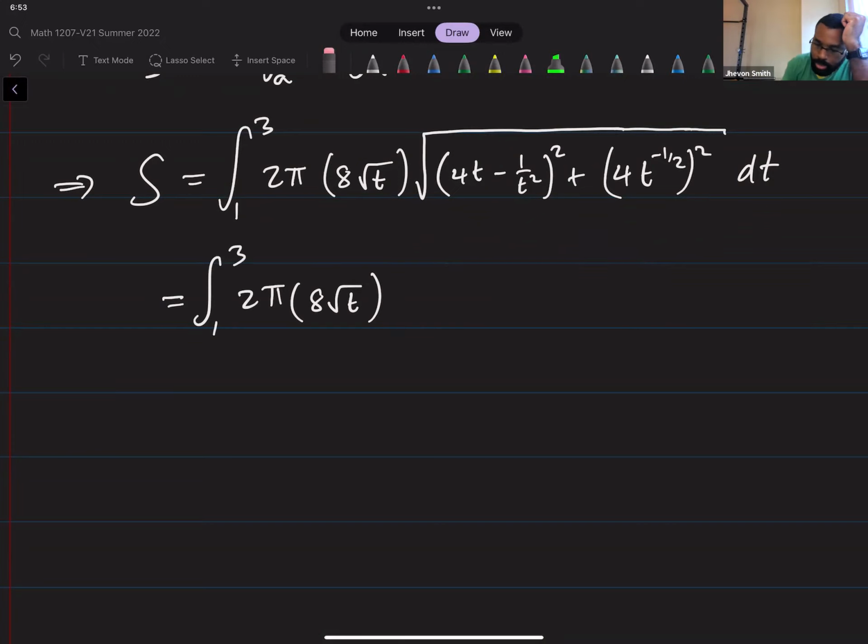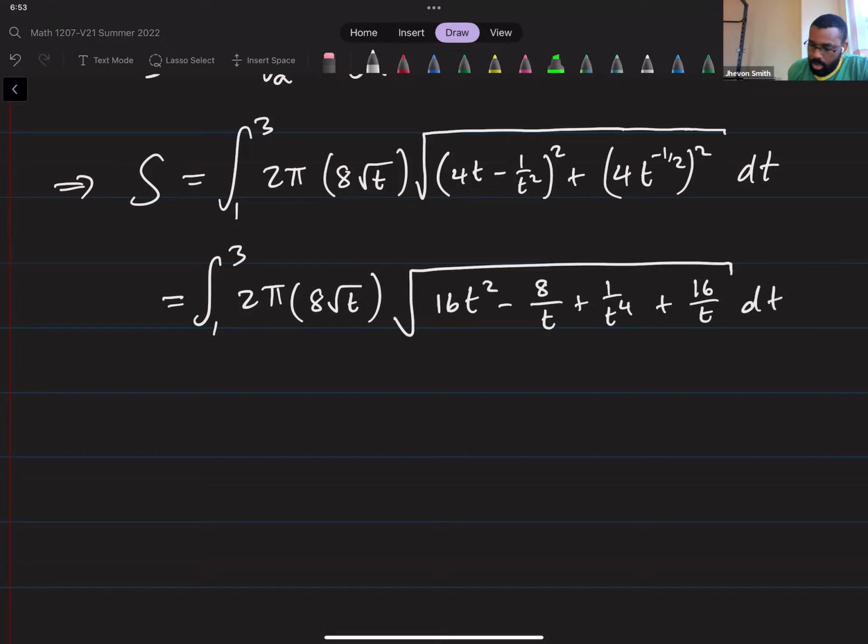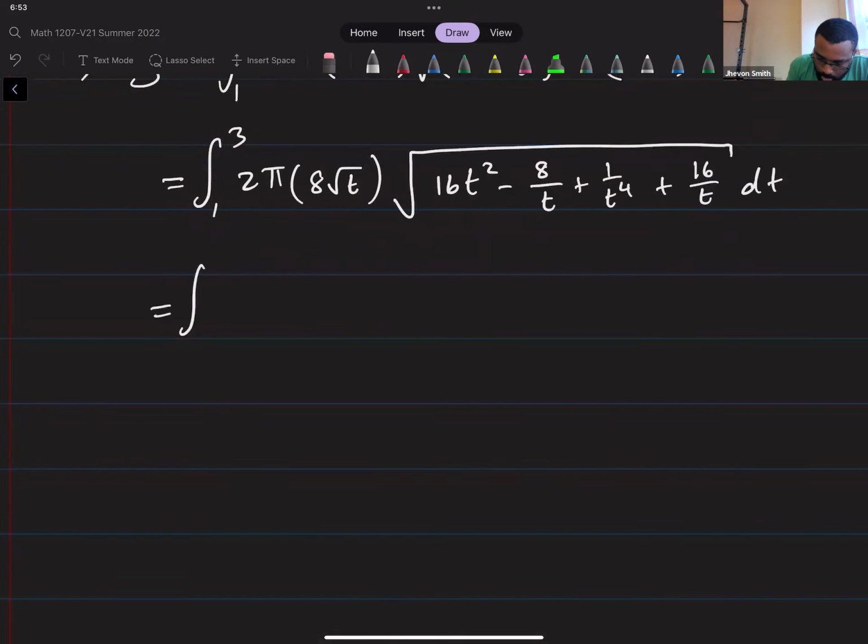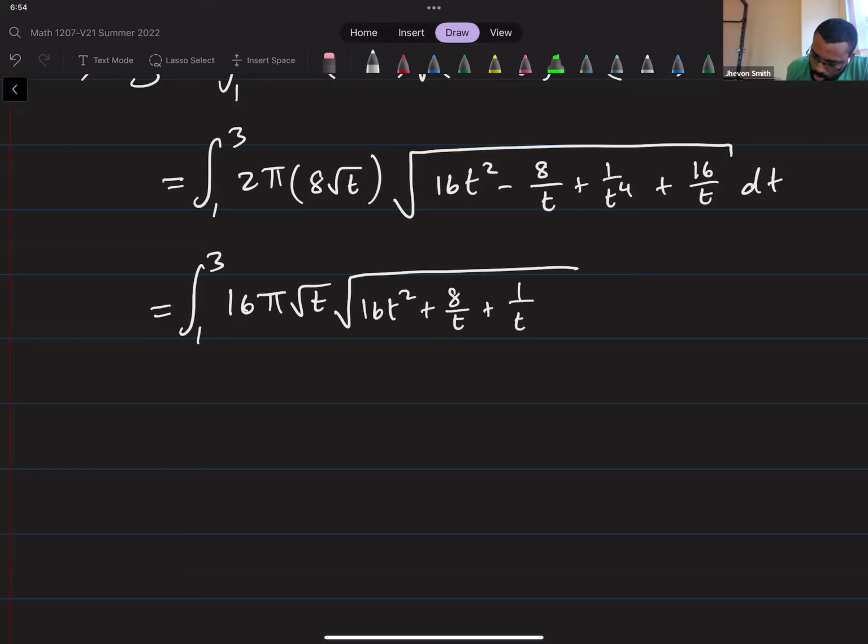I would actually start to expand this here. So this would be like 16 t squared. This times 2, so you'd have 8 over t, plus that squared, 1 over t to the 4th. Plus here you would have 16 over t. So I can simplify that. This is 16 pi rad t times the radical of 16t squared, plus 8 over t plus 1 over t to the 4th dt.